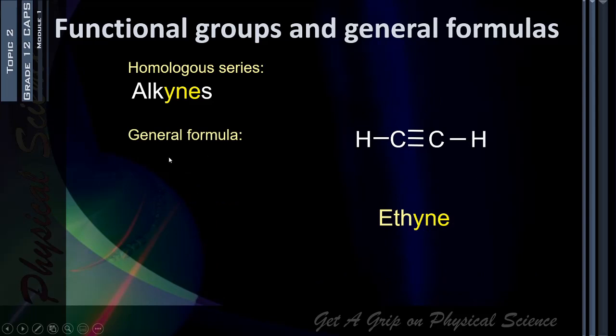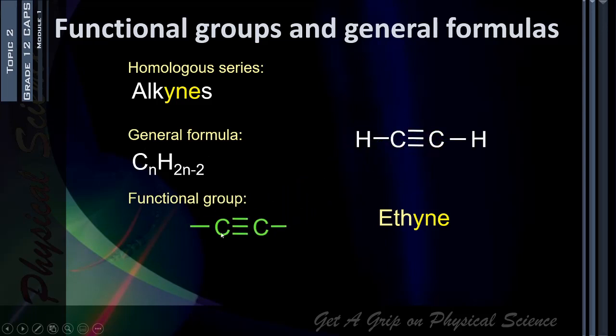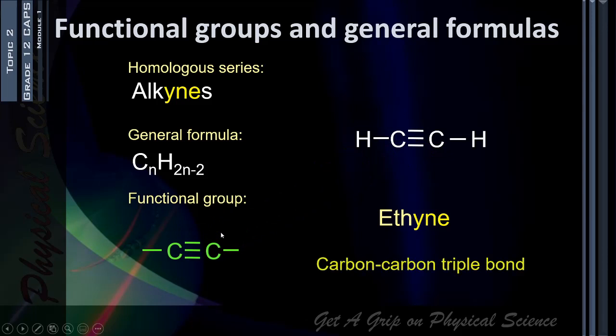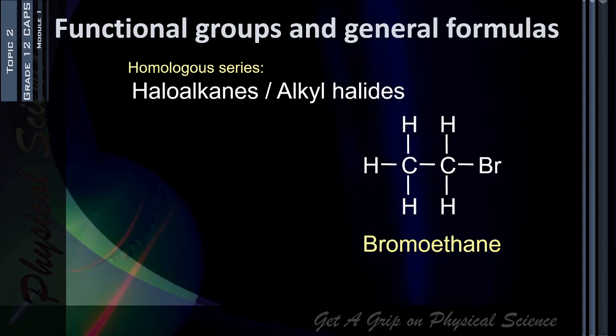So the general formula for the alkynes will be CnH2n minus 2. And then for the structural formula of the functional group, there must be at least one triple bond between two carbon atoms. And an explanation of the functional group is at least one carbon-carbon triple bond.